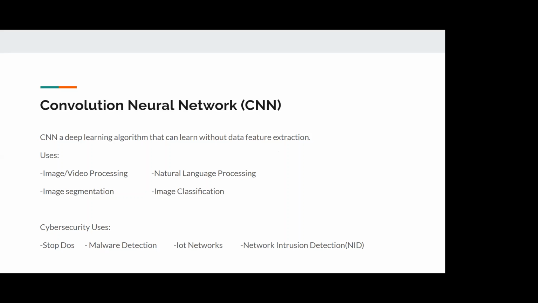In cybersecurity, they can be used to stop DoS attacks, or denial of service attacks, detect malware, and secure Internet of Things networks. They could be used for network intrusion detection to detect and capture attacks by using specific learning algorithms to detect attacks with limited learning and training data sets.